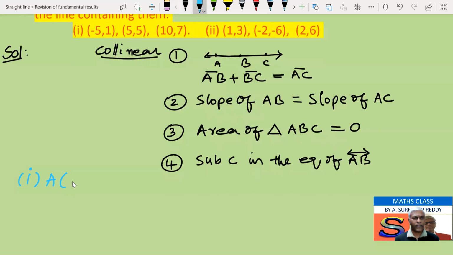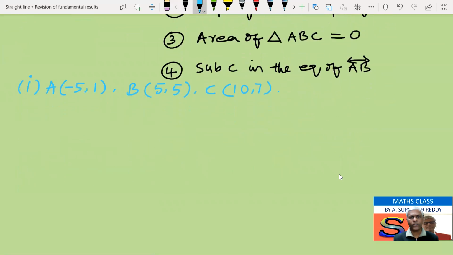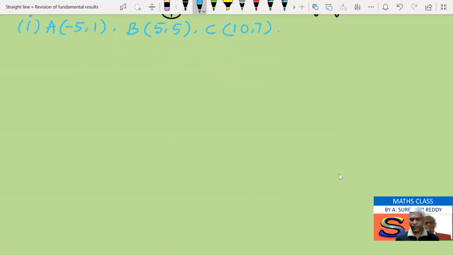Let us name the points: first point A (5, 1), second point B (5, 5), and third point C (10, -7). Now let us find the equation passing through AB, or BC, or AC. Let us find the equation passing through AB. Let us name it x1, y1, x2, y2.